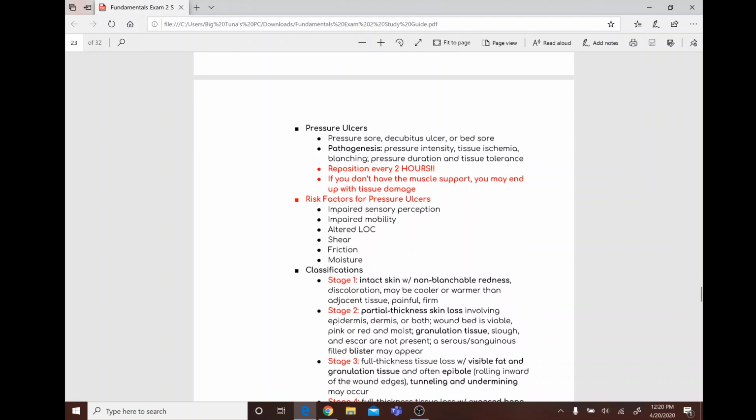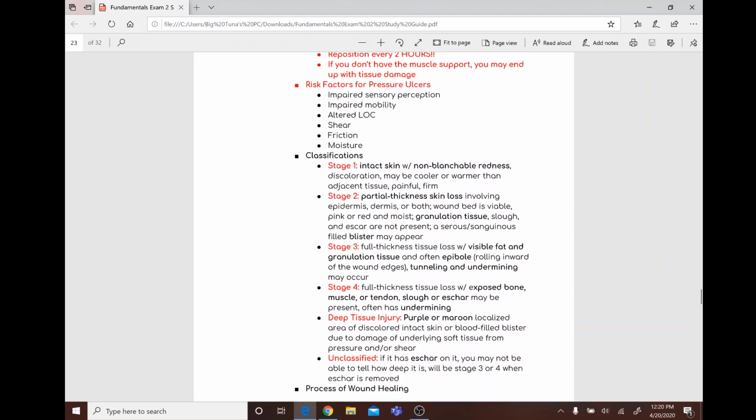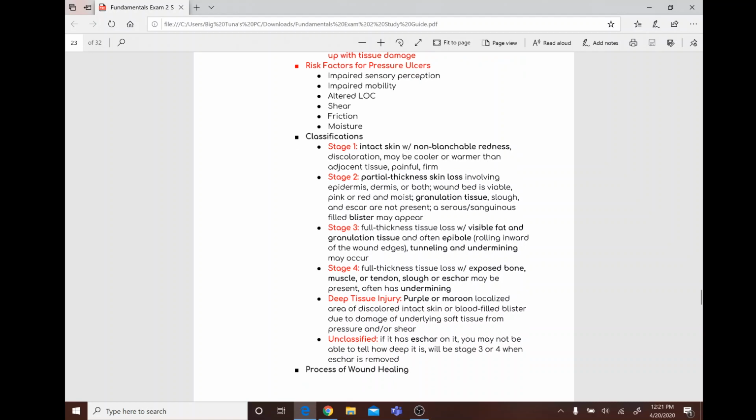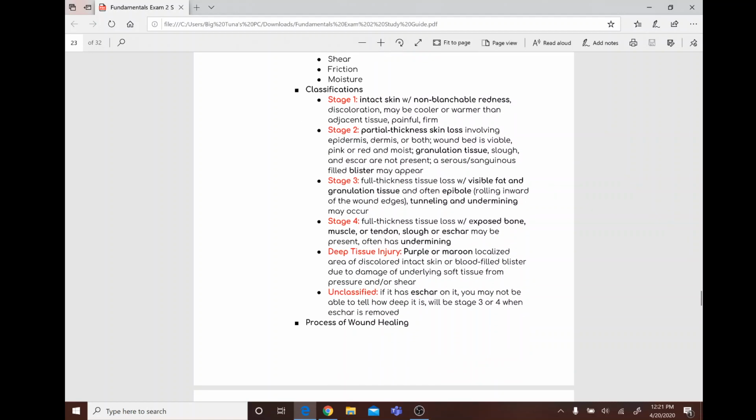What are the risk factors for pressure ulcers? Impaired sensory perception, impaired mobility, altered LOC, shear, friction, and moisture. What is a stage 1 pressure ulcer? Intact skin with non-blanchable redness, discoloration, may be cooler or warmer than adjacent tissue. It's painful and firm.